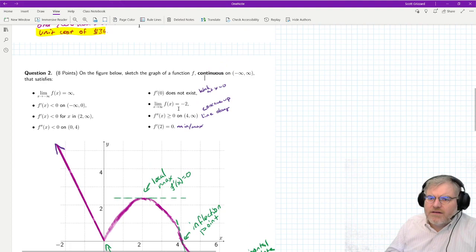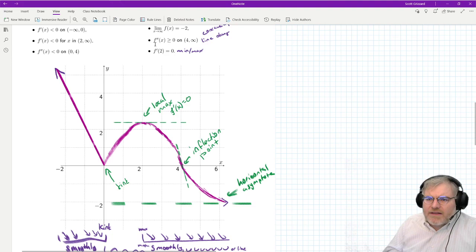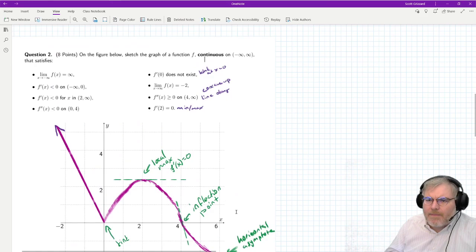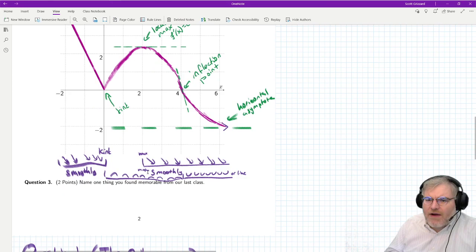This is concave up. I've got the limit here, and I wrote this little arrow here. It's concave up toward infinity. I wrote that. And f prime of 2 equals 0, so I've got a min or a max here. Because it was concave down, I actually know it has to be a maximum. Now, 1 to 5, how do we feel about interpreting what the conditions mean?